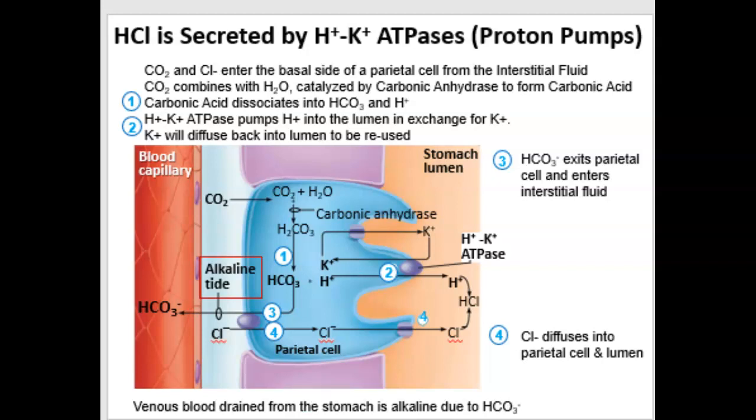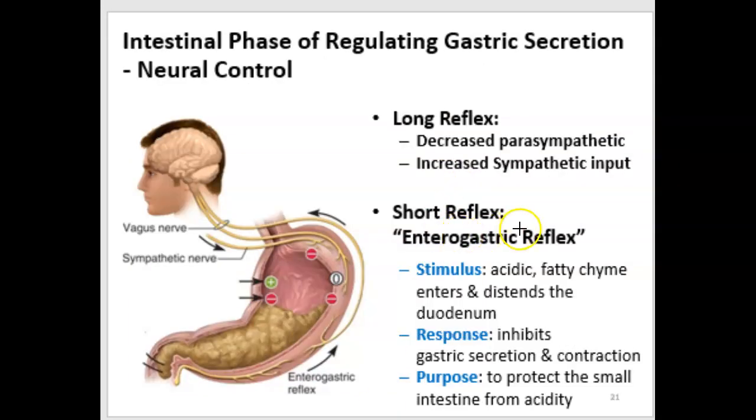Okay, the last phase that regulates gastric secretion happens when the chyme enters the intestine. So this is called the intestinal phase. And there's both neural control and hormonal control. So first, let's do the neural control. What happens in the intestinal phase is the chyme that enters the first part of the intestine, called the duodenum, the word's right here, duodenum, is acidic, has a low pH, and it's got some fats in it, okay, because they haven't been broken down completely.